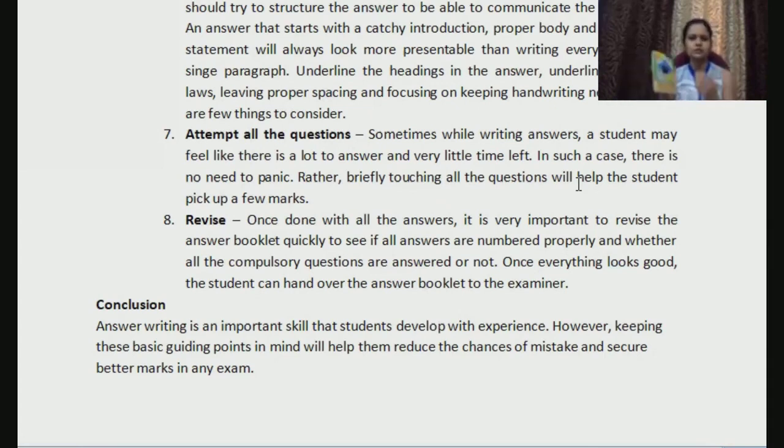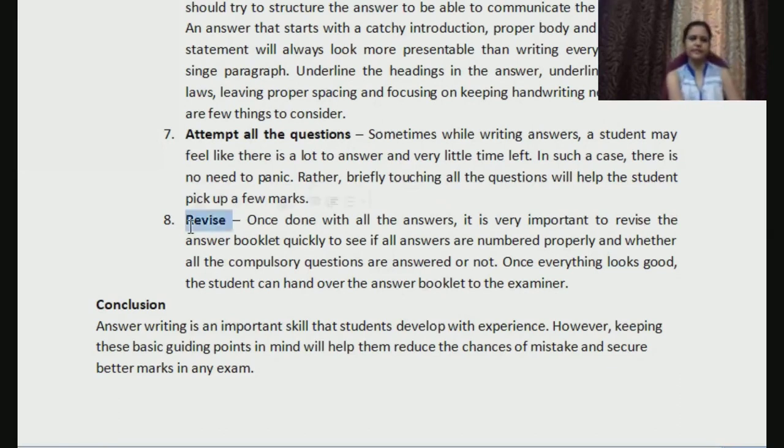So it is very important that you write briefly on all the questions, so that you at least get some 1-2 marks, even in questions where you do not have any idea. You simply attempted it, so you would get some marks at least. So it's very important to attempt all the questions.